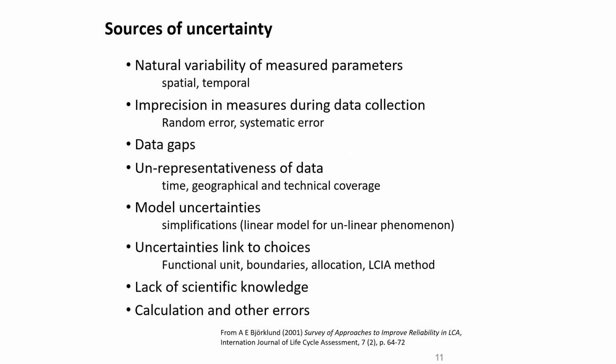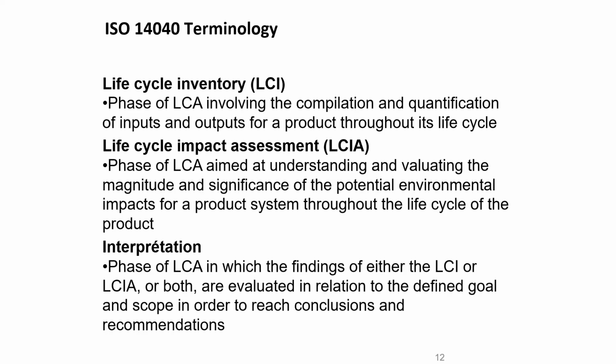There could be data that is not available, or data that is unrepresentative in terms of time, geography, and technology. We simplify the models, and uncertainties are there. Functional unit, allocation, and impact assessment method can also carry uncertainties. Many times we don't know, so lack of scientific knowledge, calculation errors, and other errors could be there as well. These are all taken from the ISO documents, so if you have access to them, you can look it up there as well.